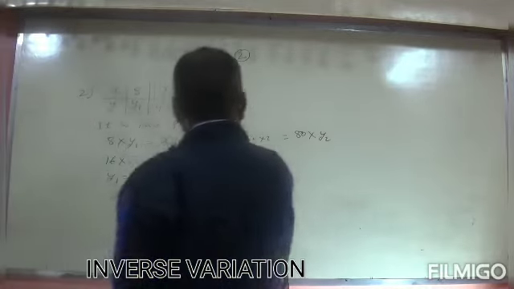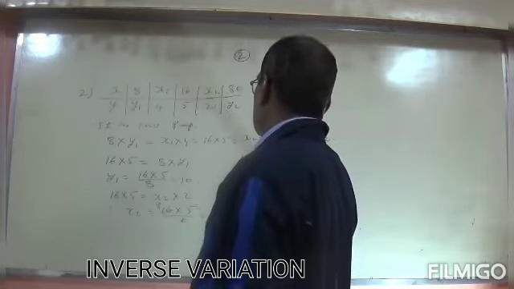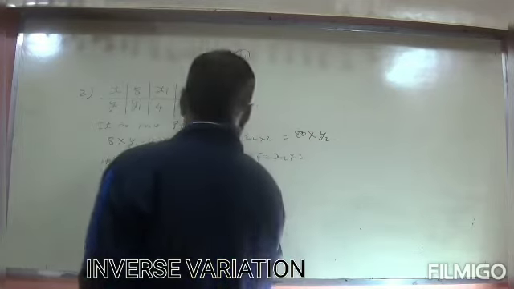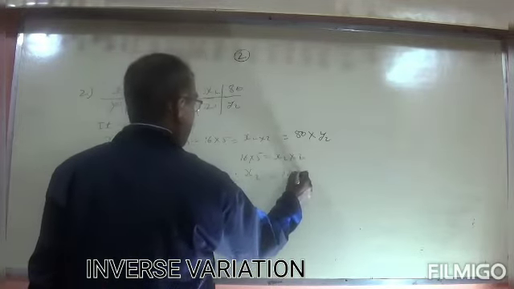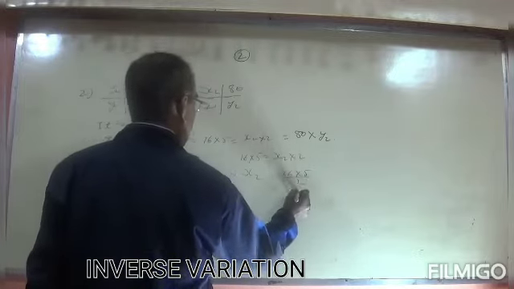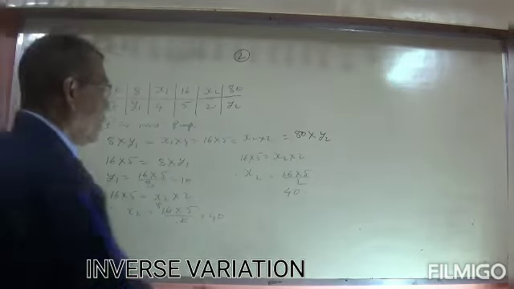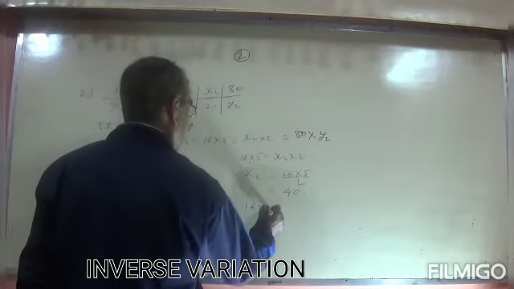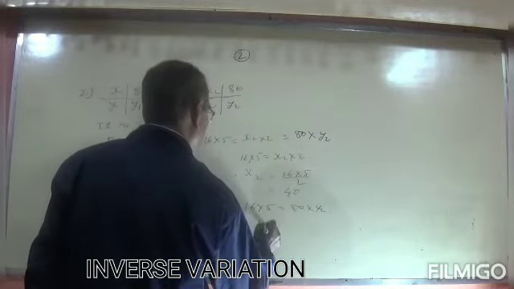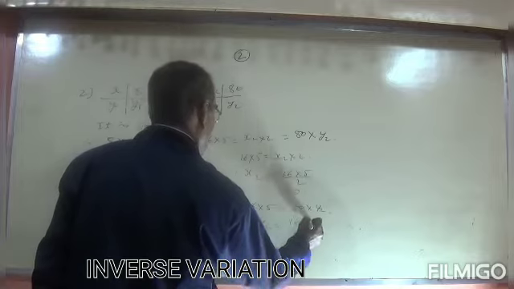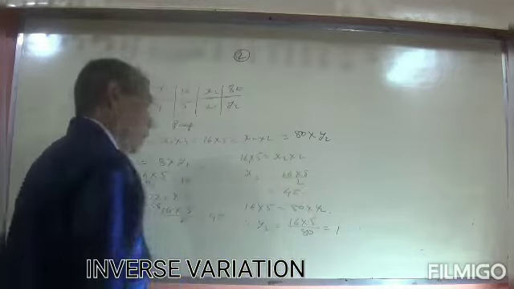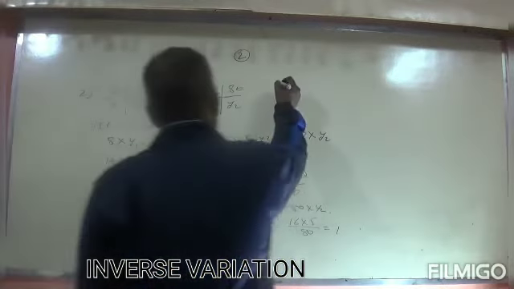Now, this one I have got. 16 into 5 is equal to x2 into 2, so x2 will be 16 into 5 divided by 2, which is 8 5s are 40. Quite simple. Similarly, 16 into 5, last pair, will be equal to 80 into y2. Therefore y2 is equal to 16 into 5 by 80. I think it will come as 1.